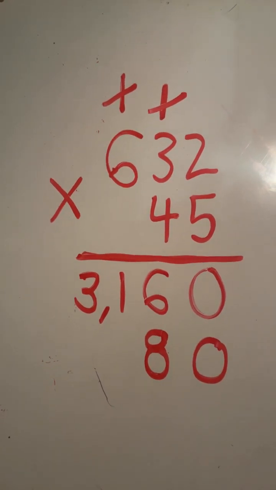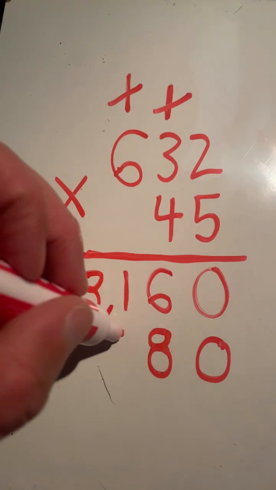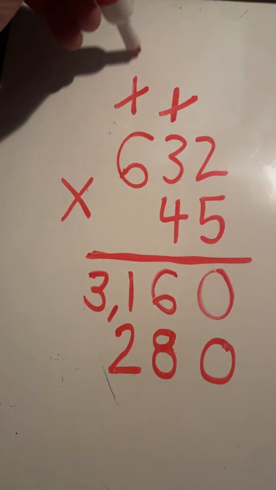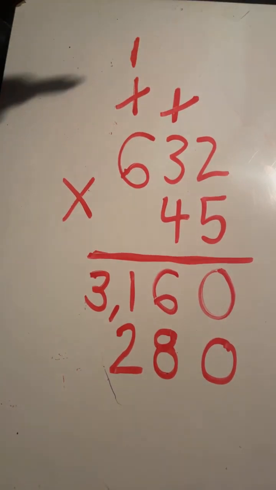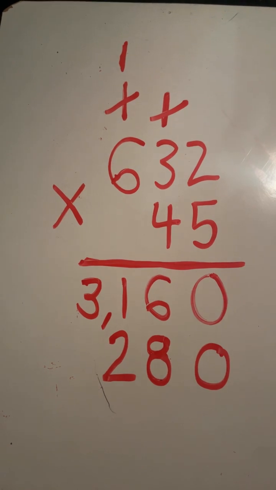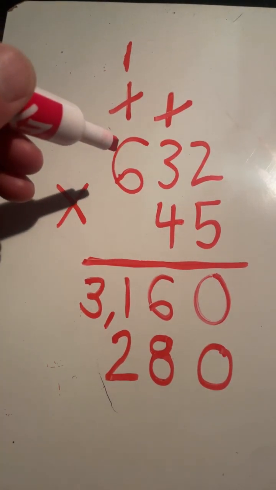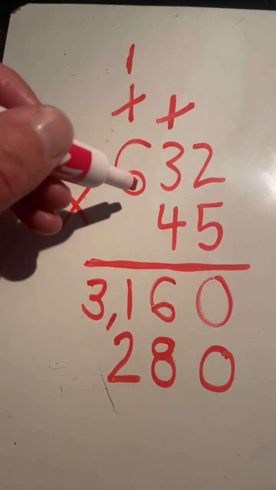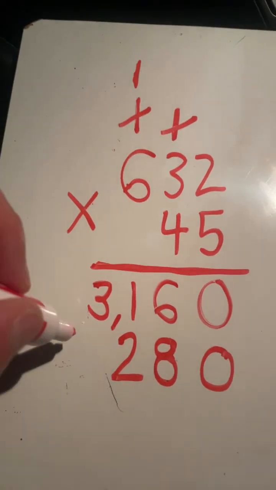3 times 4 equals 12. The 2 in 12 goes in the hundreds place. The 1 in 12 gets carried over to the thousands place. Six times 4 equals 24, plus 1 equals 25.